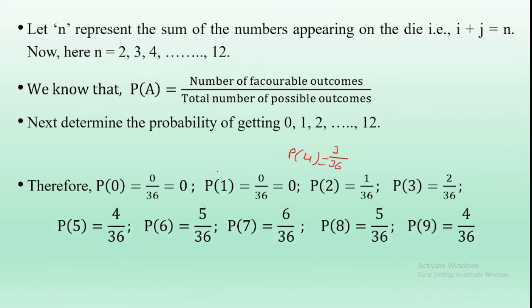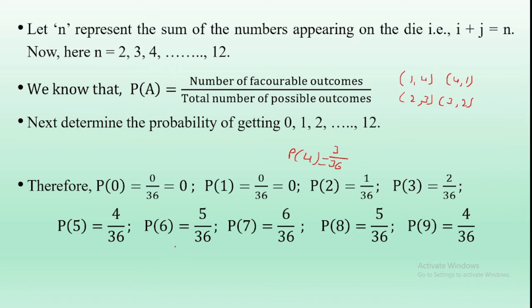Next, find the probability of 5. For the sum of the numbers appearing on the dice to be 5, rolling a pair of dice, the possible combinations are 1, 4; 4, 1; 2, 3; and 3, 2. So the number of favorable outcomes is 4 and the total outcomes are 36. Next, find the probability of 6.